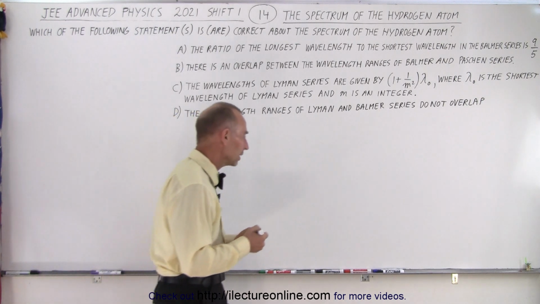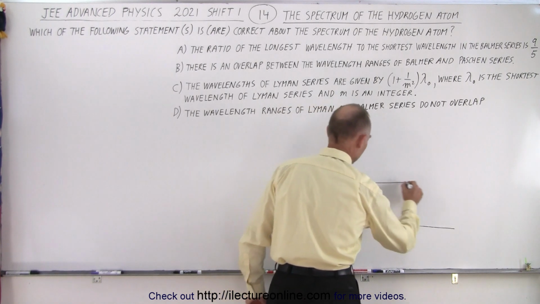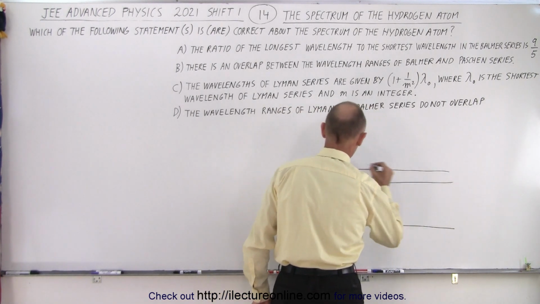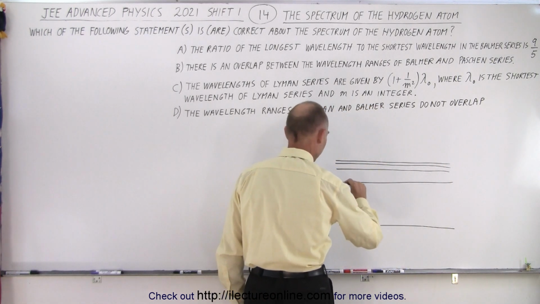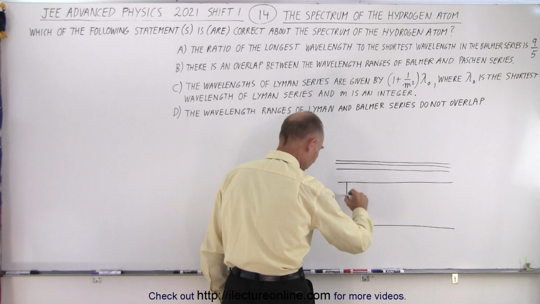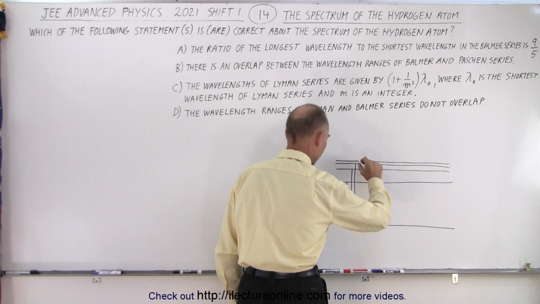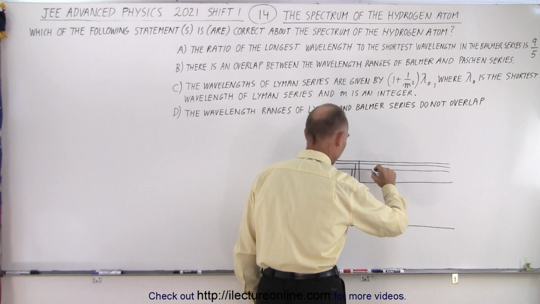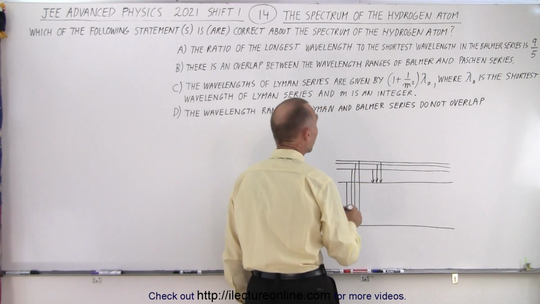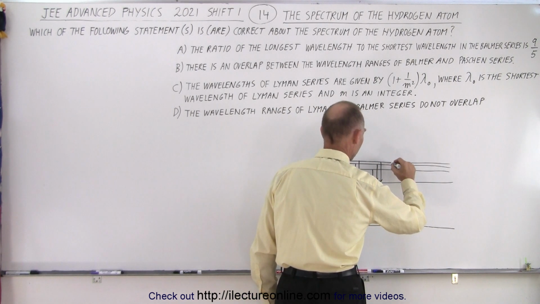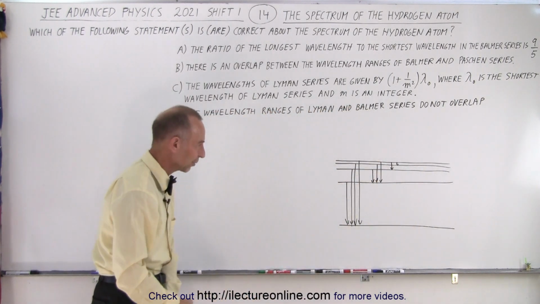Now let's draw the energy levels. Let's say that here's the lowest energy level, there's the next energy level, the next one, and so forth, like so. And then you realize that for the Lyman series, we have these following jumps, like this. And then for the Balmer series, we'll have these jumps. And then for the Paschen series, we have these jumps, and so forth. Of course, there are more levels, but just to give you a simplistic view of things.